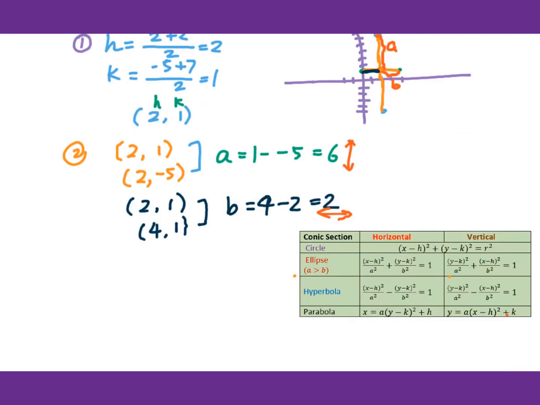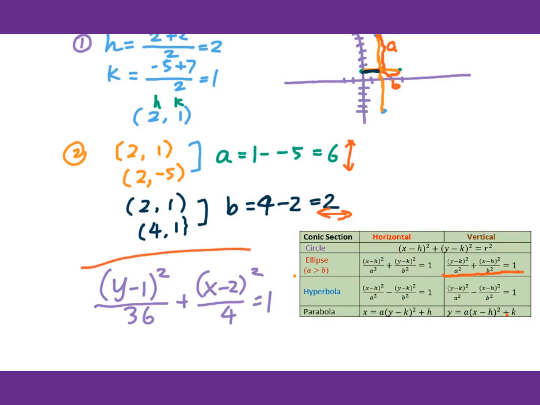Since for A, arrow is vertical means below y square, and B is horizontal means below x square. Therefore, this will be the pattern. You will get y minus 1 square over a square, that's 36, plus x minus 2 square over 4 equals to 1. This will be the equation for this ellipse.